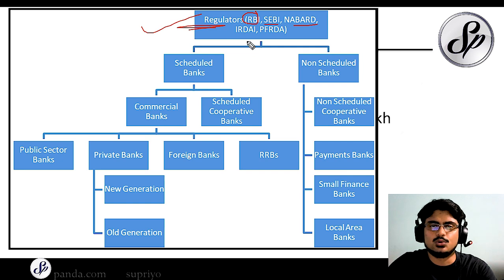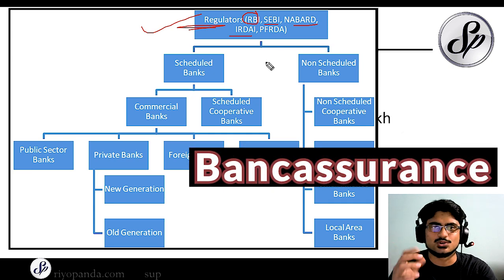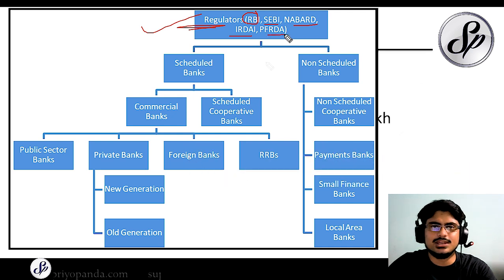And then you have the IRDAI, which regulates all the insurances. Since banks can now also sell insurances, as you know we have a term for it, it is called bank assurance. That is why the IRDAI also comes into the picture. Then you have the PFRDA, and these are the most important ones. There is also the NHB and different other regulators, but just remember that they are the top level. That's the most important thing.